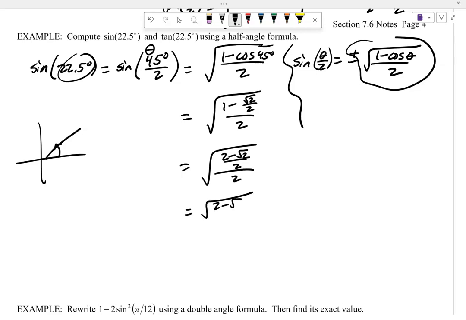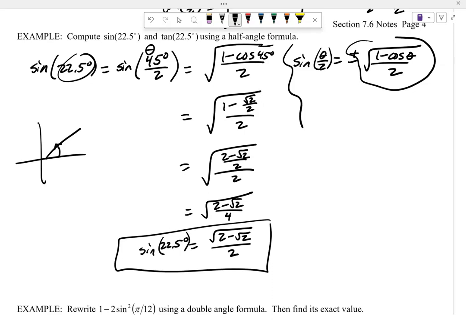So we got 2 minus root 2 all over 4. Square root of the top, square root of the 4 is just a 2. So there's the sine of 22.5 degrees. It is exactly this: square root of 2 minus root 2, all over 2. So we have the exact form of it.